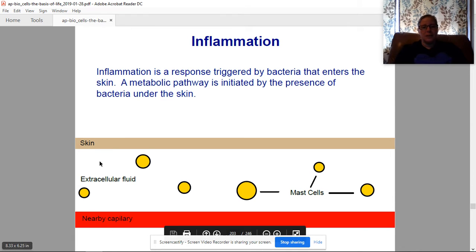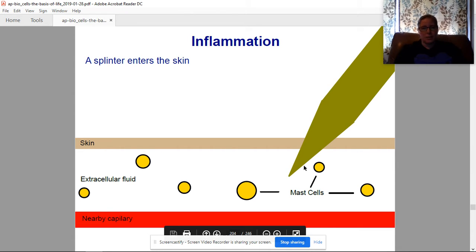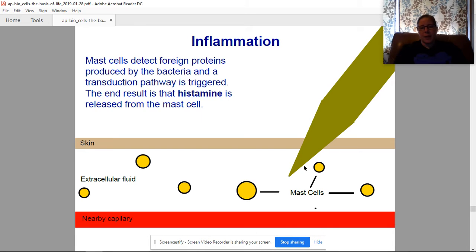What happens here is the skin gets broken, and you have the extracellular fluid, the fluid on the outside, and it has these mast cells in there. When the bacteria enters, say you get a splinter, the mast cells will detect that there has been a foreign invader, and they start producing histamine. Histamine is going to increase the water of the region. That's why when you have allergies, you take an antihistamine, because your body is trying to rinse the allergen out of your mucous membrane. So it's increasing the mast cells to that area.